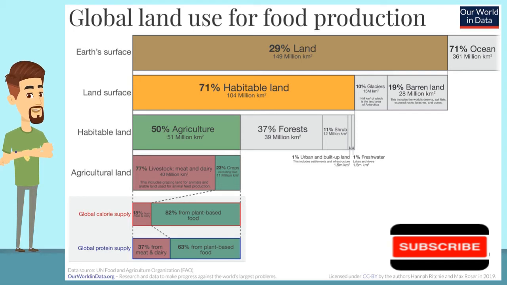This leaves what we call habitable land. Half of all habitable land is used for agriculture. This leaves only 37% for forests, 11% as shrubs and grasslands, 1% as freshwater coverage, and the remaining 1%, a much smaller share than many suspect, is built-up urban area which includes cities, towns, villages, roads and other human infrastructure.